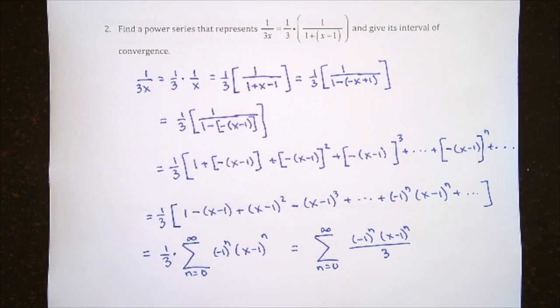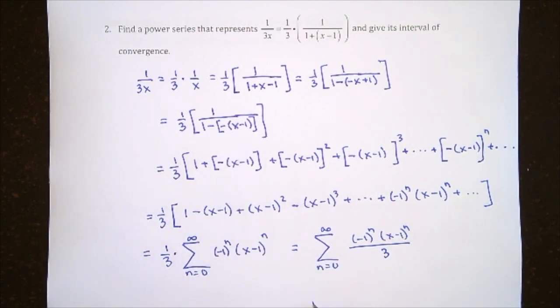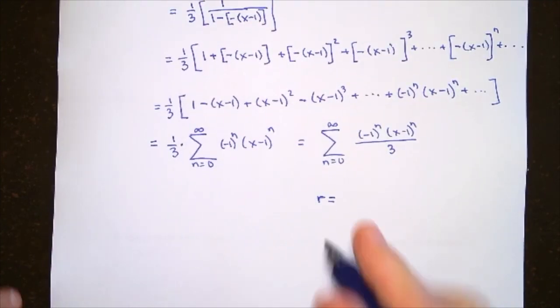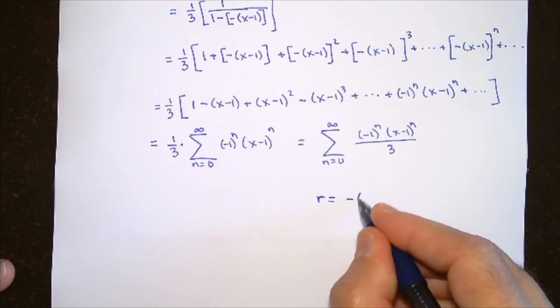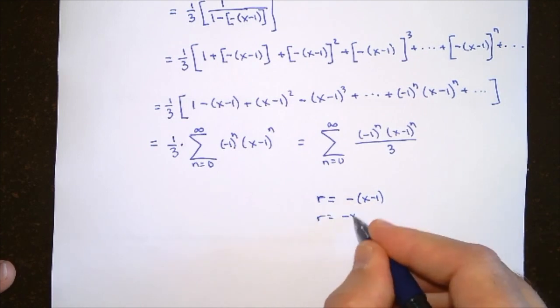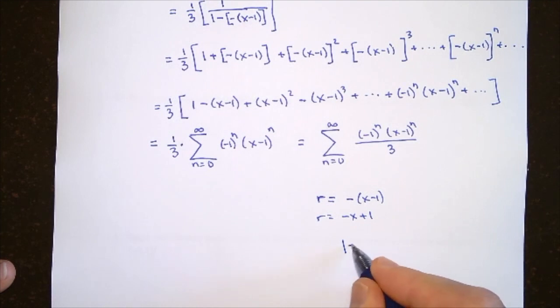And now we've got to figure out the interval of convergence. So back to this, what's our r? Our r way up here, let me slide this up a little bit. Our r is equal to negative of x minus 1, or negative x plus 1.